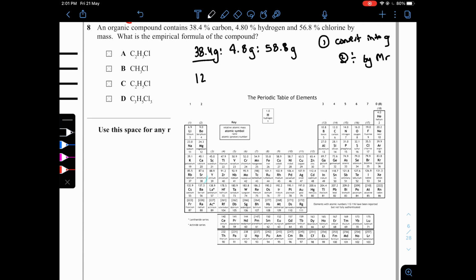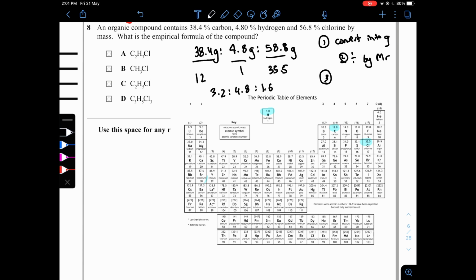In this case, it would be 12. In this case, it would be 1. In this case, it would be 35.5. And where did I get that? I got that from here. So 12 over here, 35.5 chlorine here, and 1 over here. So when we divide this, you'd get 3.2, this is 4.8, and this is 1.6.